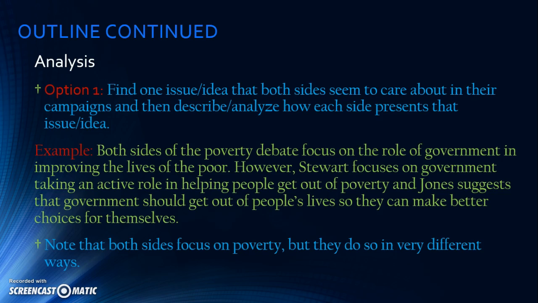and then describe or analyze how each side presents that issue or idea. So for example, both sides of the poverty debate focus on the role of government in improving the lives of the poor. However, Stewart focuses on government taking an active role in helping people get out of poverty, and Jones suggests that government should get out of people's lives so they can make better choices for themselves. So note that both sides are focused on poverty, but they do so in different ways.